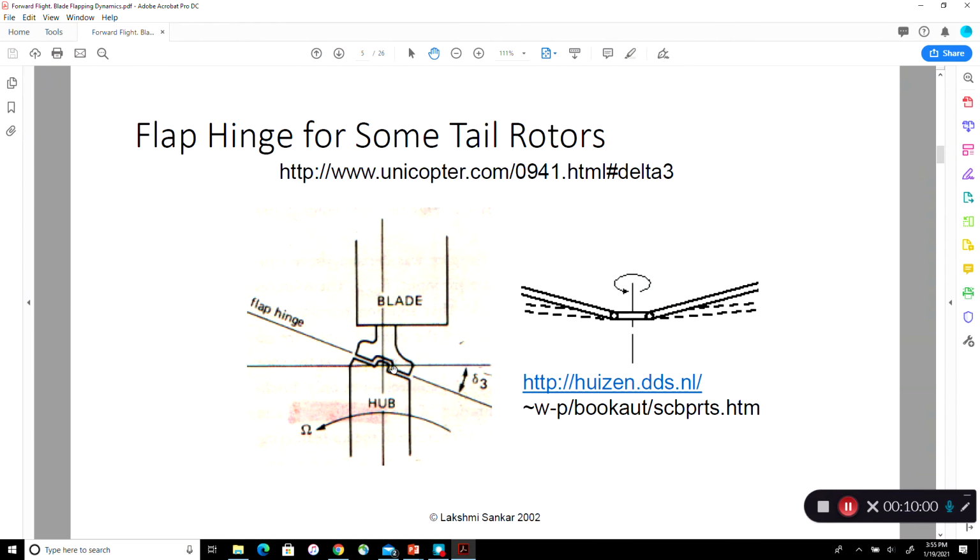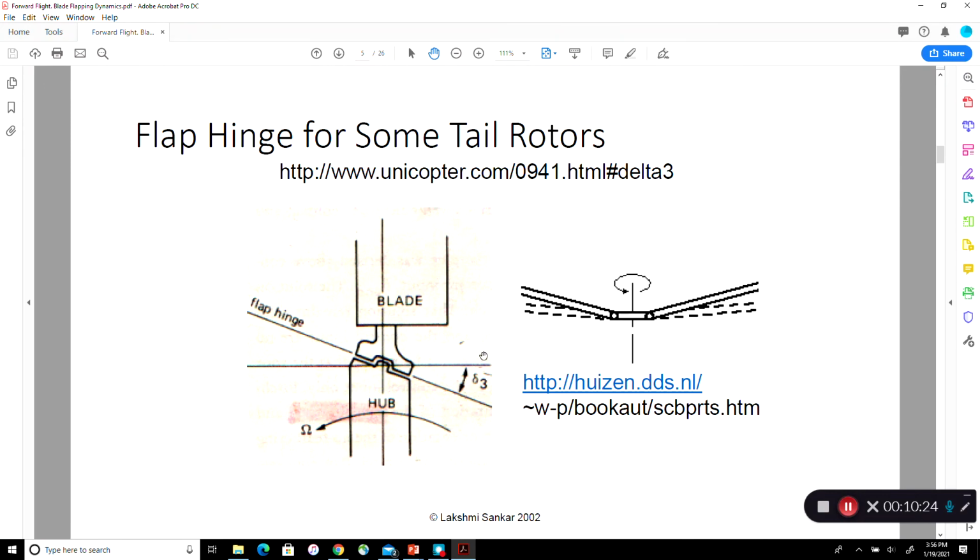How about this one? This vector is pointing this way. So if this screwdriver is pointing this way, it's turning, so the blade is going to pitch up. So when the blade flaps down, the blade will pitch up, increasing the lift, causing the blade to flap up. So the tail rotor gets stabilized by this delta 3.